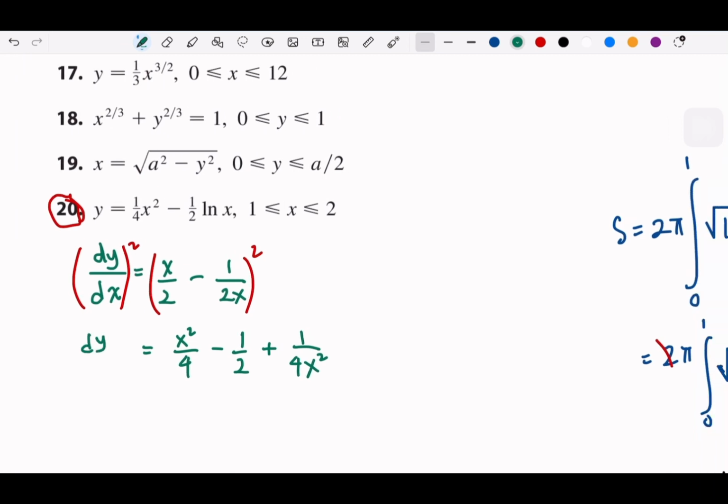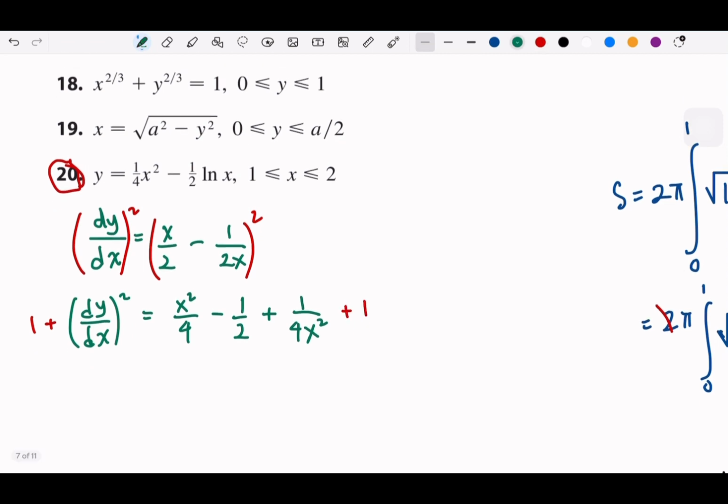So this is 4 (dy/dx) squared. But if you see the pattern, it is obvious that if you add 1, it will change the structure. So this is again another quadratic pattern that is going to be in our case. So you need to follow the quadratic pattern. So let's just add plus 1 on the left and plus 1 on the right. So this will be x squared over 4. So 1 minus half is plus, right?